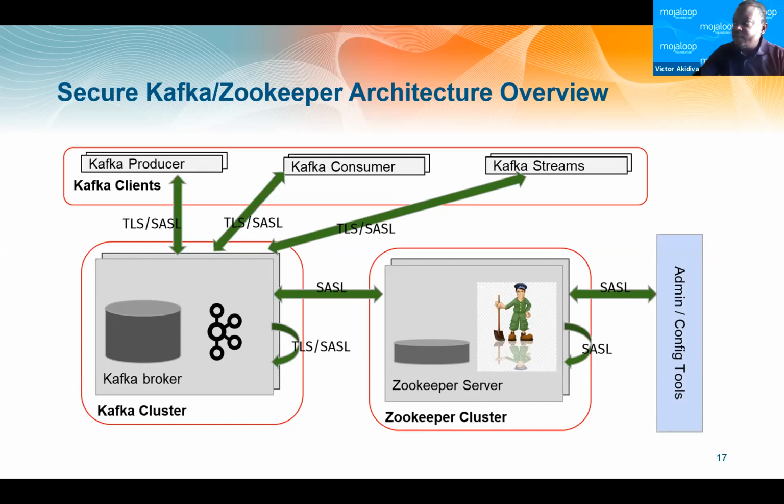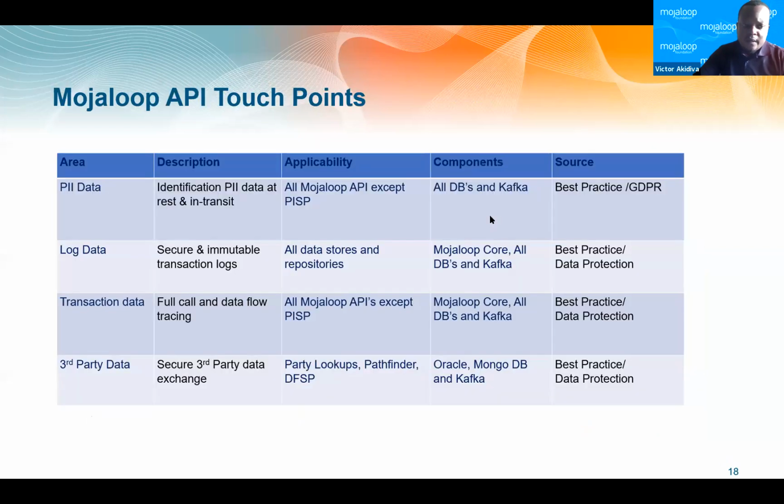I will just leave this for your own understanding, but essentially we're talking about having TLS and or SSL implementation between the Kafka clusters within the Zookeeper cluster and between the Kafka clients, how they communicate to the Kafka cluster. We can go into details of this within the breakout session. I will skip over to the API touchpoints.